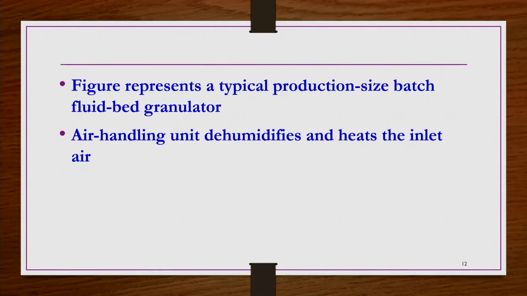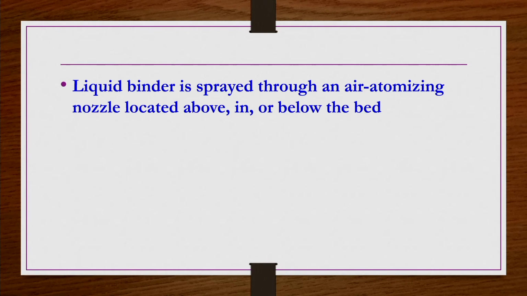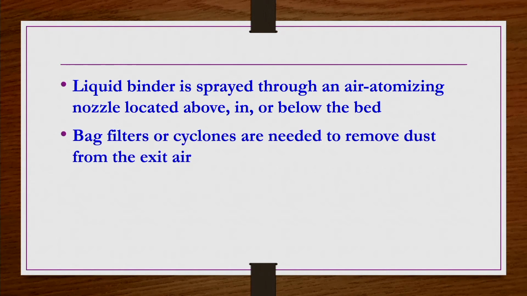It has an air handling unit which dehumidifies and then heats the inlet air. Then heated fluidization air enters the processing zone through a distributor which also supports the particle bed. Then liquid binder is sprayed through an air atomizing nozzle located above, in or below the bed. All the possibilities are there. All three types of designs are available.